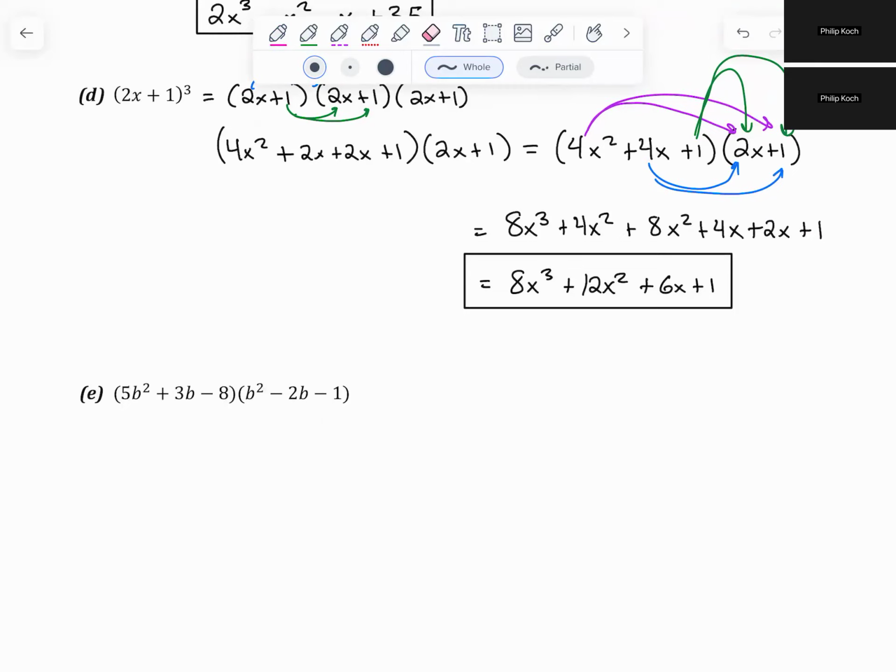This last one, the whole kit and caboodle, we have to do a trinomial times a trinomial. If you can do this, you've got the concept down. If you can do this, you understand how to do the quote unquote FOIL or distribution. So take it slow. It's okay. I'll fill in details slowly.